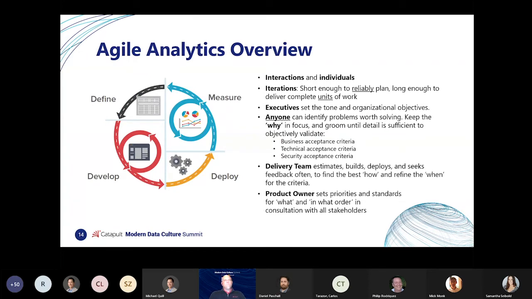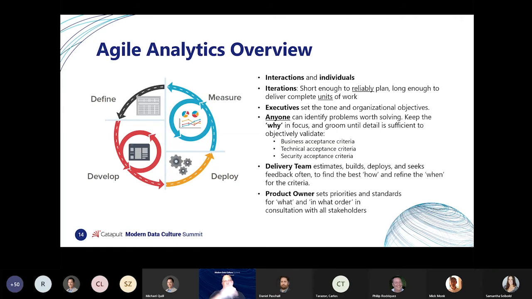So Agile analytics is a type of engagement that we will manage with various customers. And we are generally following the Agile process. I'm not going to go into a deep dive history or a training on the mechanics of each and every Agile ceremony and why they're important. But basically, we're focusing on interactions and individuals.